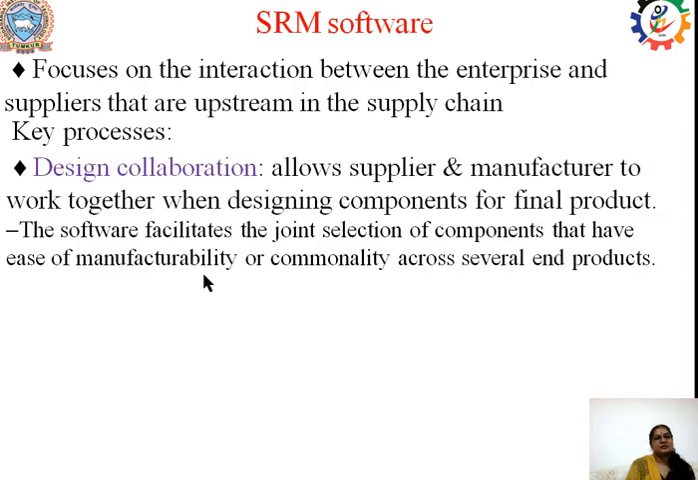Key processes are design collaboration. People, that is supplier and manufacturer, work together and design the components so that the skills and knowledge of all will be pooled at one place and used for a particular work. The software facilitates the joint selection of the components, ease of manufacturability or commonality.